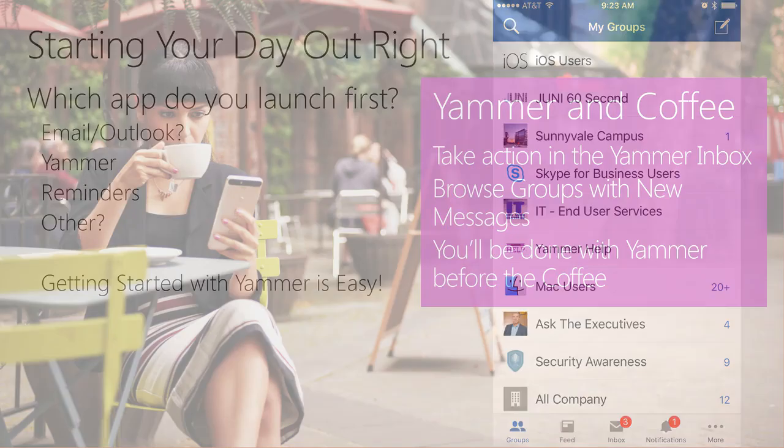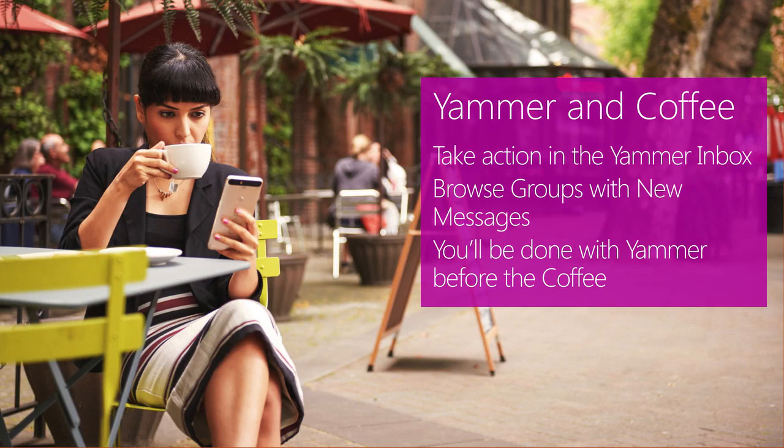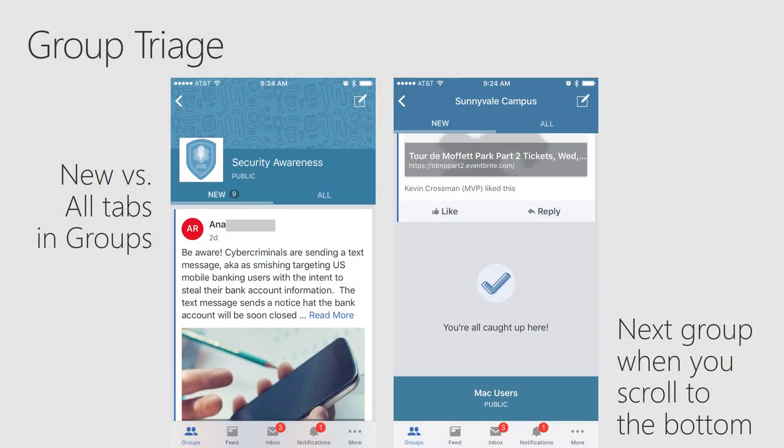So getting started with Yammer is easy. In fact, if you want to be an engaging network admin, community manager, or group owner, do Yammer and coffee. Get your cup of coffee, get your phone or mobile device out, and take action. Go to that Yammer inbox, browse those groups. You're going to be done with Yammer before you're done with your coffee, because Yammer really makes it easy for you to go in and get stuff done.